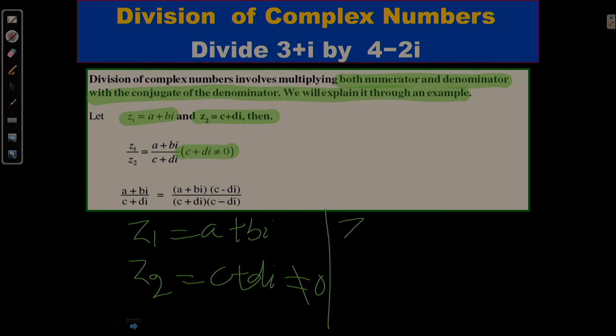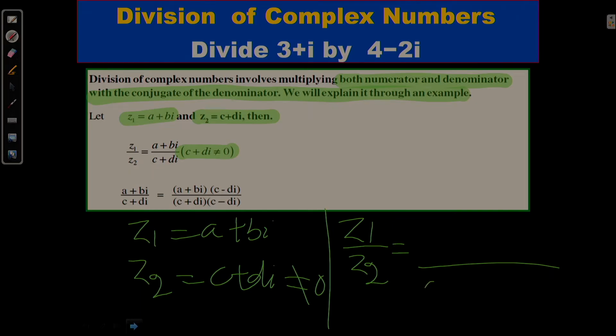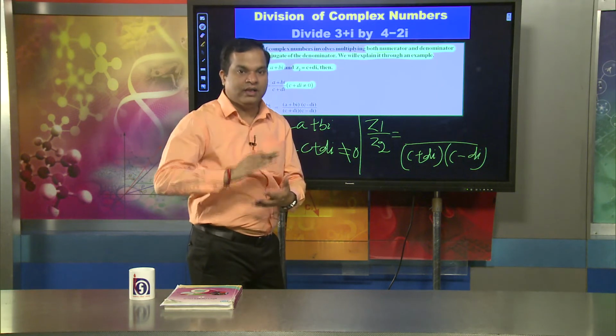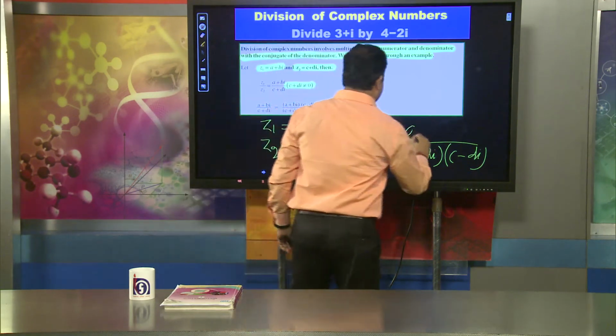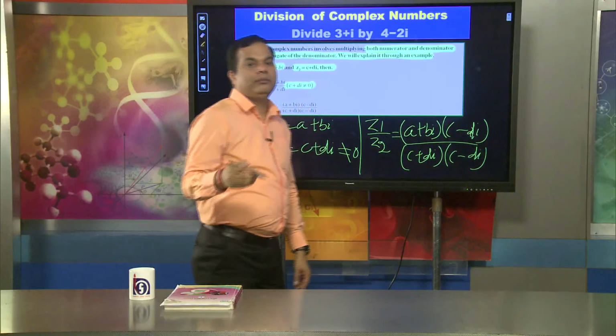Suppose we are going to find Z1 by Z2. We have to rationalize the denominator. That means I can write C plus Di multiplied by C minus Di, then you will find the A plus B into A minus B formula, and it becomes a rationalized number. The same quantity that we multiplied in the denominator will be multiplied in the numerator. That means A plus Bi multiplied by C minus Di. This is the way we divide two complex numbers.